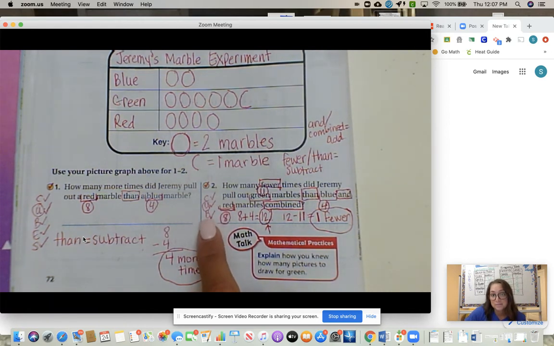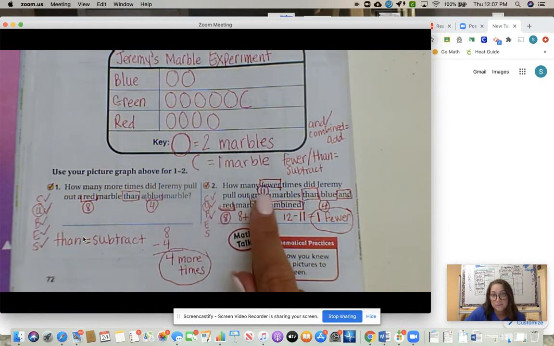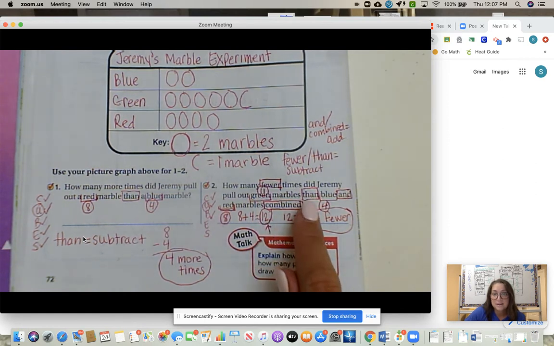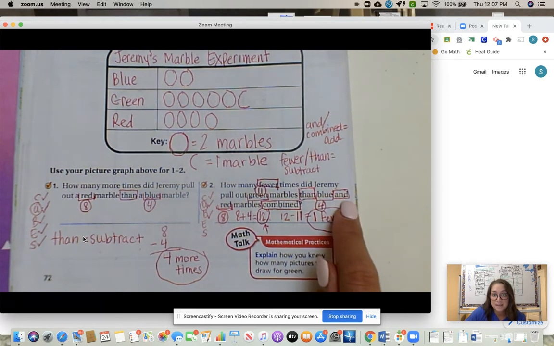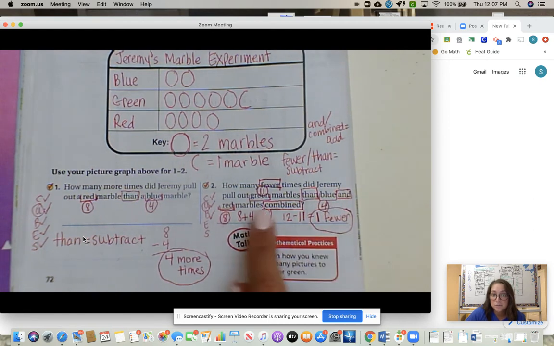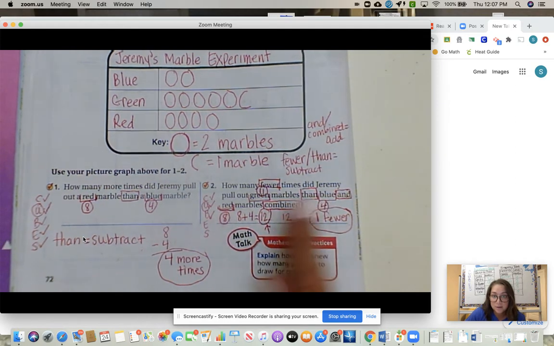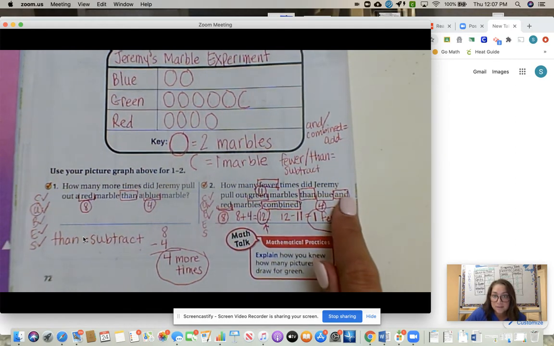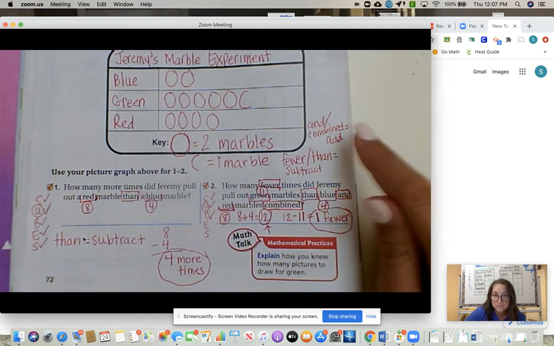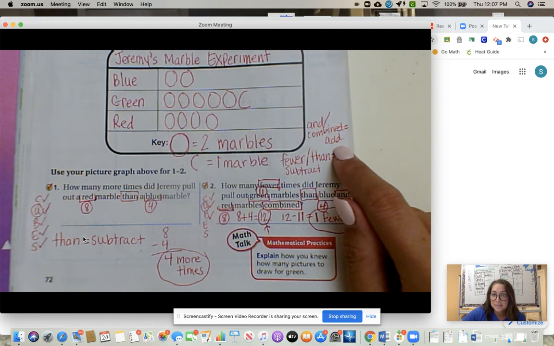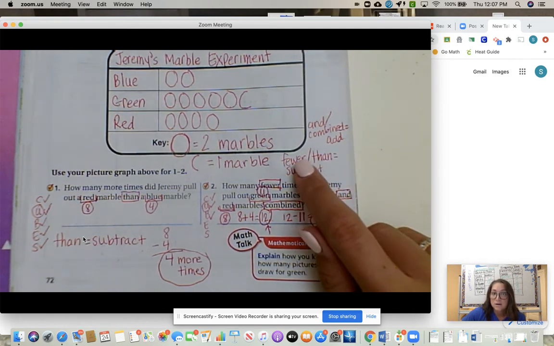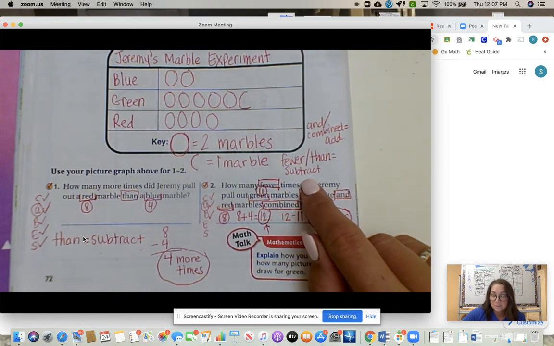Now I need to box the math verbs. We have a lot. We have fewer than, combined, and. And is a math verb when it's in between two things we are looking at. Right now we're looking at marbles. So here we have blue marbles and red marbles. That and is what's connecting it. So that is a math verb. When you see and combined, it wants you to add. When you see fewer or than, it wants you to subtract.